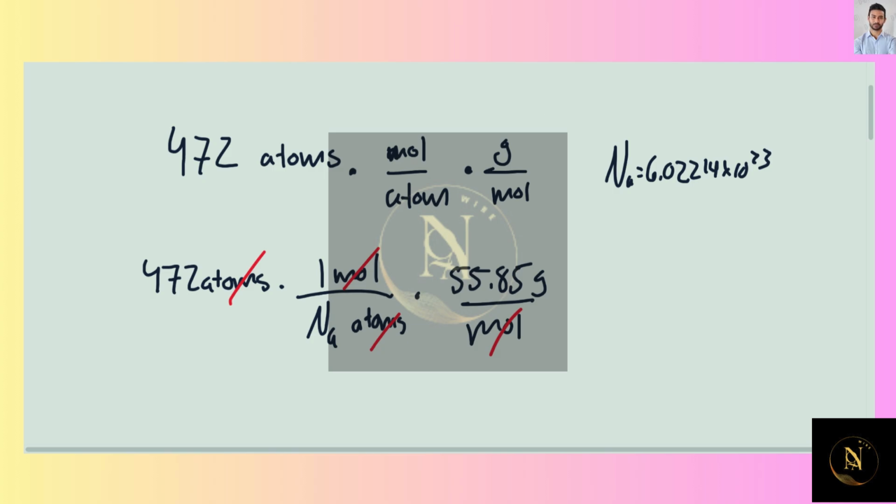And I see 472 divided by Avogadro's number times 55.85. I get 4.37. Let's see, we got 3 sig figs here. 4.37 actually rounds to 4.38 times 10 to the negative 20 grams.